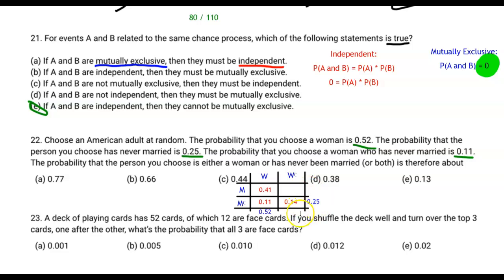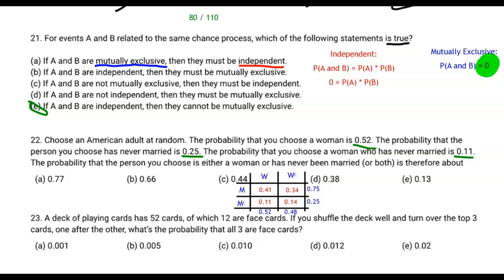Now, in order to find this other stuff, we need either this marginal probability or this marginal probability, but don't worry, because the way probability works is all of the marginal probabilities have to add up to 1. So 0.52, this becomes 0.48. And similarly, this marginal probability becomes 0.75 because they both have to add up to 1. So that means either I could subtract backwards this way or subtract backwards this way. I'm going to be able to get the probability that the person is not a woman but who has been married pretty easily.